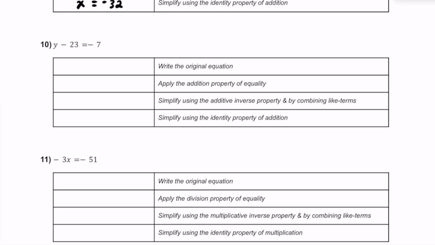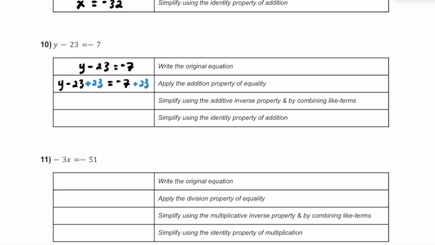Here we have another equation, but this time we have a different operation. So we have y minus 23 is equal to negative 7. Okay. It says apply the addition property of equality. Now, what number makes sense to add to both sides of this equation? Well, you can add any number in the world, but what number would be strategic for us? I think we're going to add 23, right? Because the opposite of negative 23 is a positive 23, and that might be nice for us. So let's do that on both sides of the equation. This is using the addition property of equality.